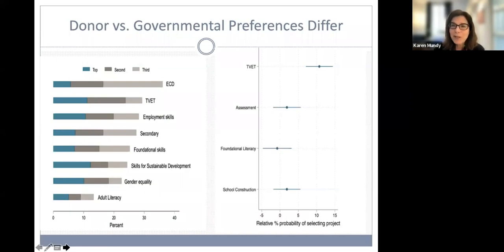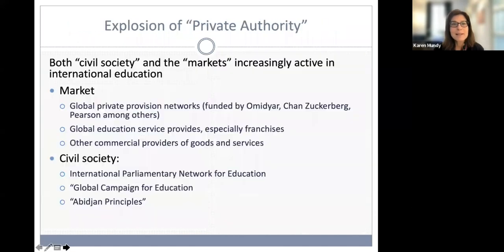If that's our goal, then this gap between what donors think of as a priority, or what RISE thinks of as a priority, and what the preferences of governments are, it's a really big problem. And we can talk about that at the end. I just want to talk a little bit about some other really interesting changes in the aid architecture.